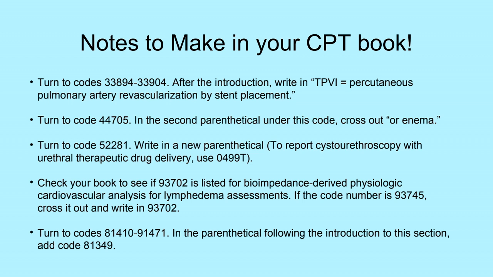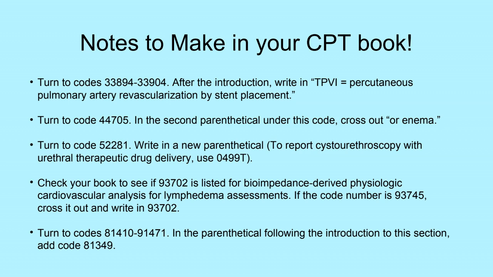So in the medicine section, find code 93745 under code 93701. Cross it out and write in 93702 for bioimpedance-derived physiologic cardiovascular analysis for lymphedema assessments. Remember that 93745 is in another column, and it's totally different code. So you want to make sure that you have 93702 in there.